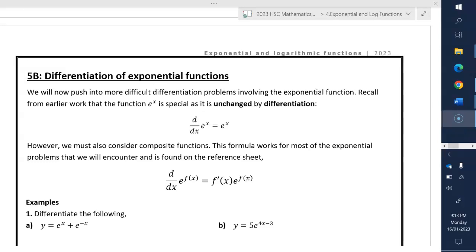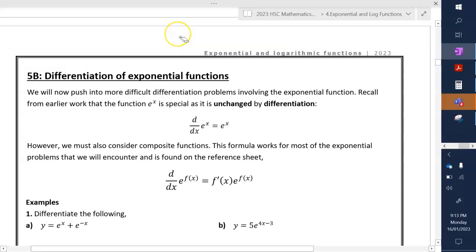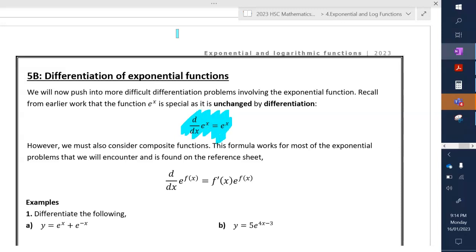Hi, we're still looking at exponential and logarithmic functions, but now we're up to 5b and we're just revising the differentiation of exponential functions. We first of all just need to recall what we did in our year 11 course, and that will be remaining the same. And that says that when we differentiate e to the x, we still end up with e to the x. And we will use that right through this topic as well.